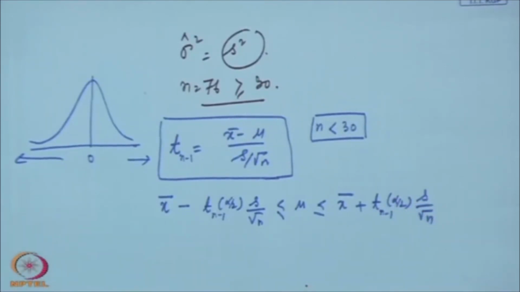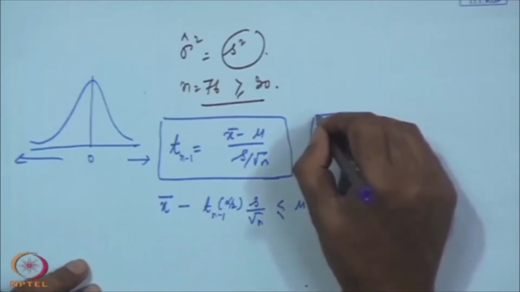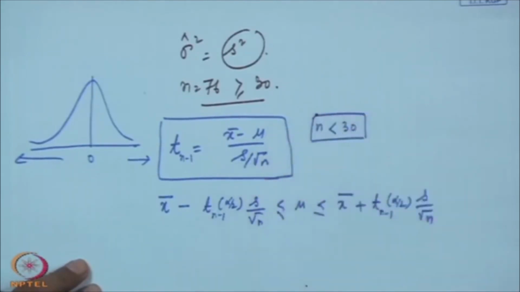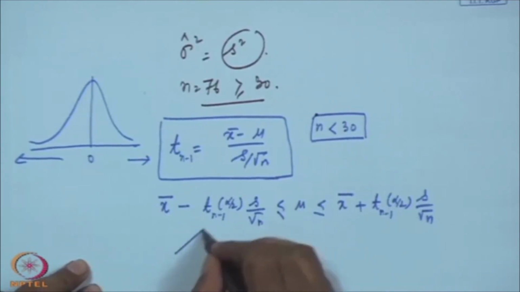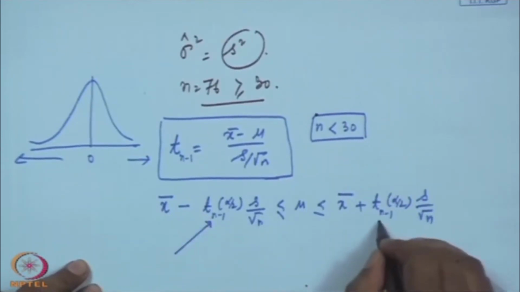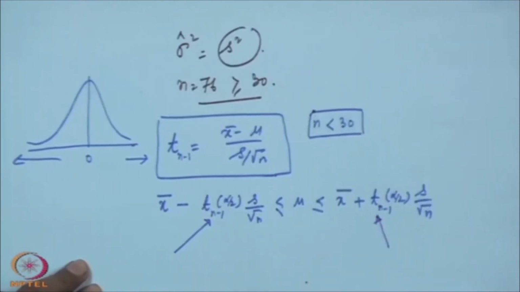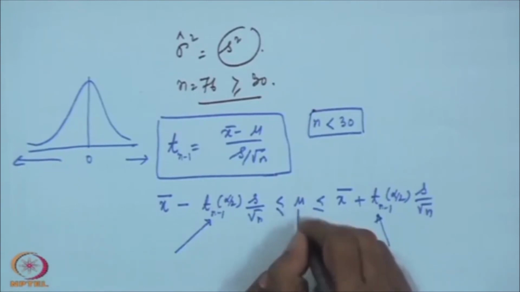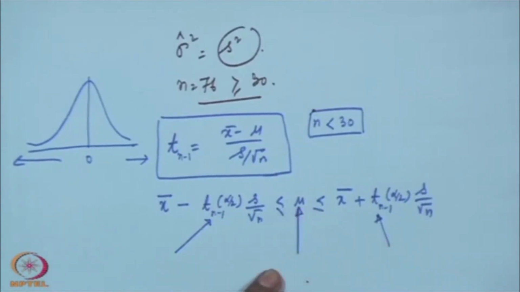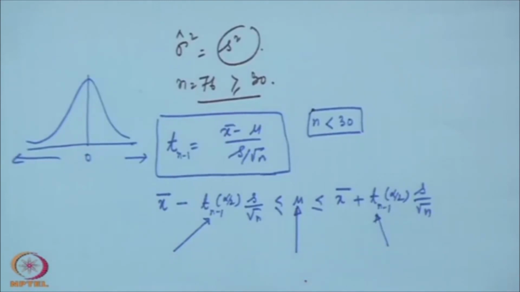The same problem, if you collect observations which is less than 30 and your population variance is not known, you use the T distribution and then find out what is this n value and what is the alpha value, and accordingly you find out the t n minus 1 alpha by 2 value and put it into this formula. You will be getting the confidence interval for the mean, the population mean. I repeat, always a confidence interval for the population parameter.